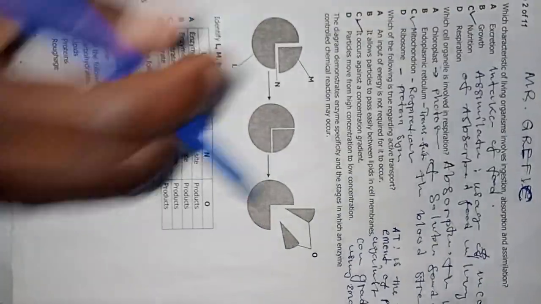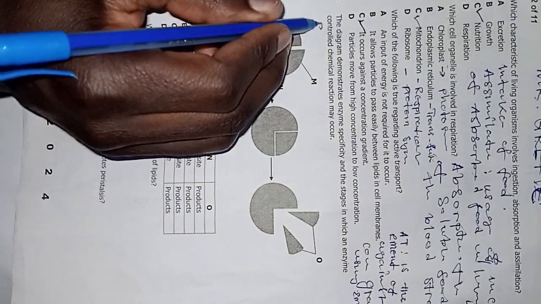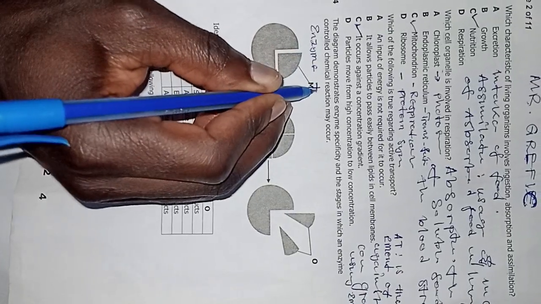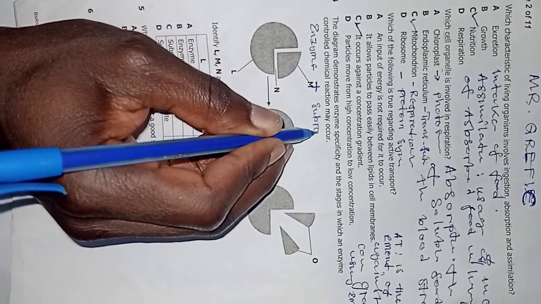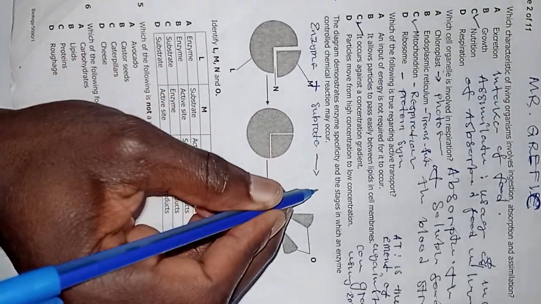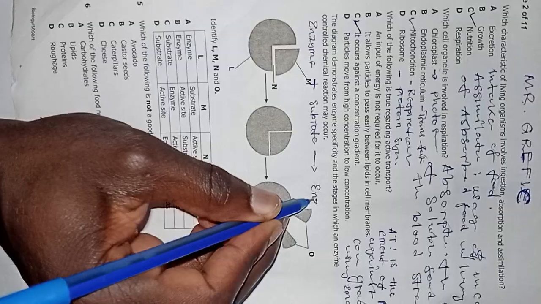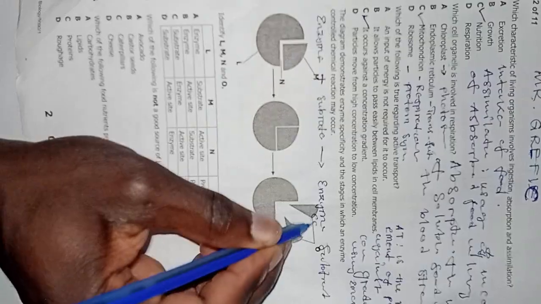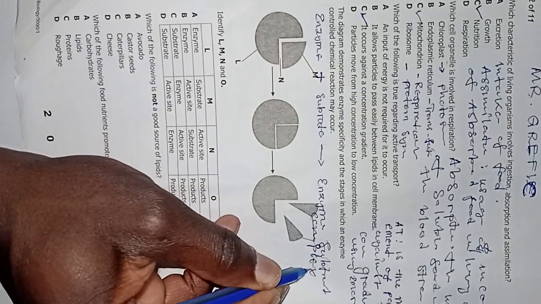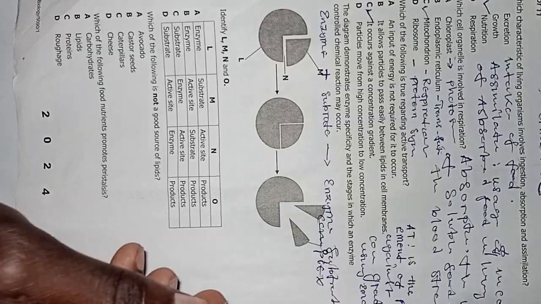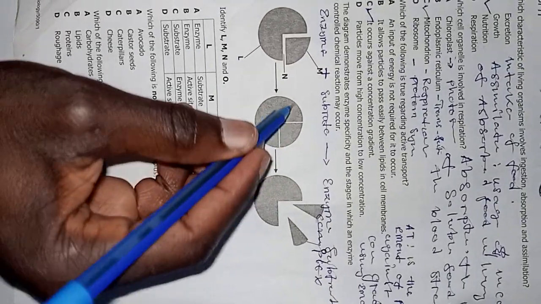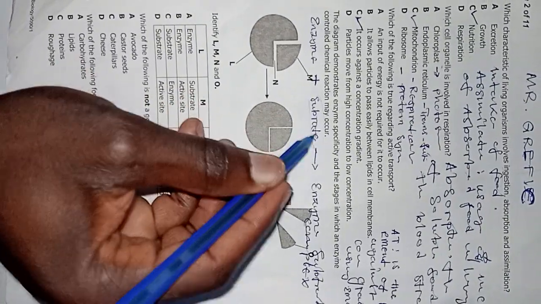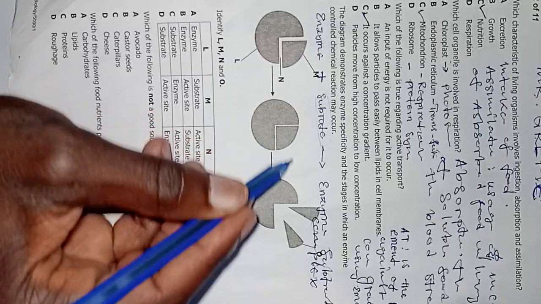Hence, apart from that, we know that when an enzyme reacts with a substrate, what we form is an enzyme substrate complex. Now, since we form an enzyme substrate complex, the site in which the substrate fits is what we call the active site.